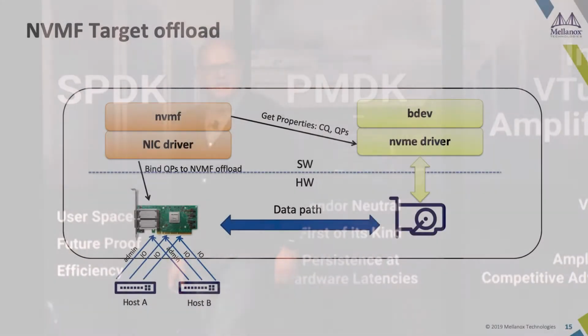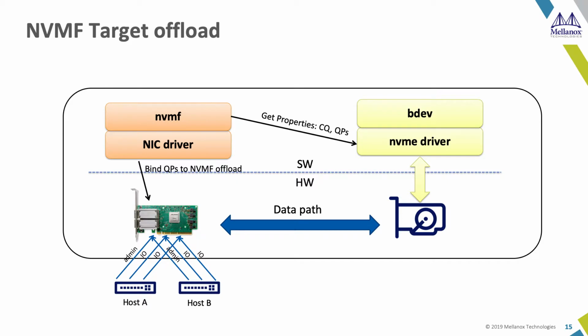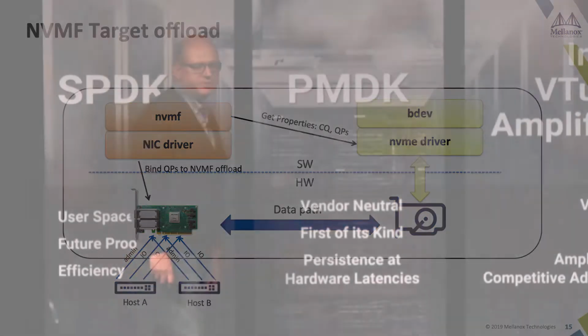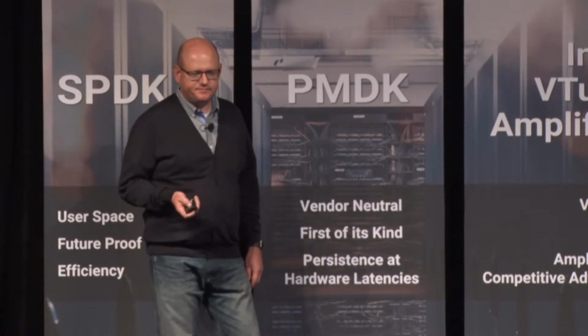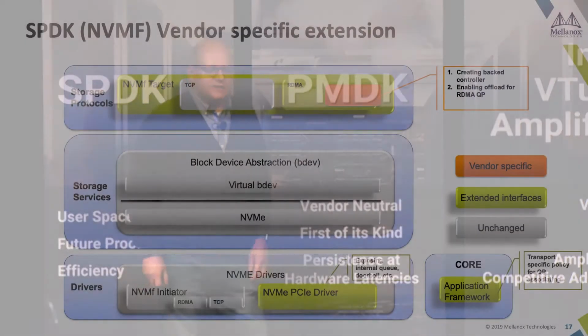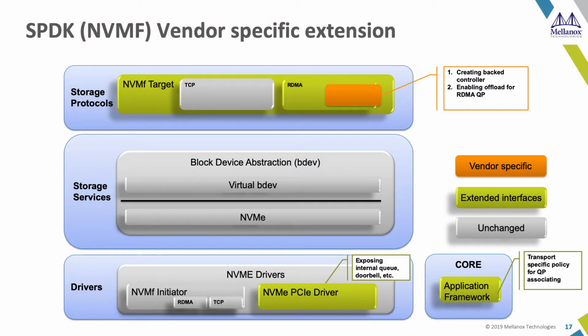So target offload is available in all our network cards starting from ConnectX-5. We have working code. We have a demo outside this, and it's available as a technical preview. This year, we're planning to submit all patches, all our work that is done in SPDK, to upstream. And let's talk about changes in SPDK. So in this diagram, you can find a high-level diagram of the SPDK architecture. I put here only relevant blocks.